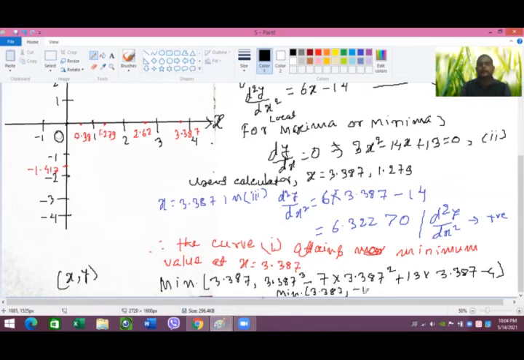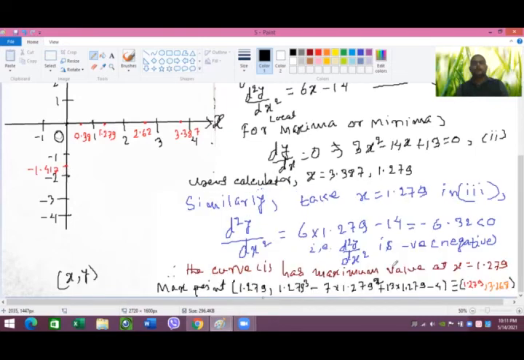So minus 1.417, and this point I have already kept here on the y-axis. Similar work you can do with this value of x equals 1.279.